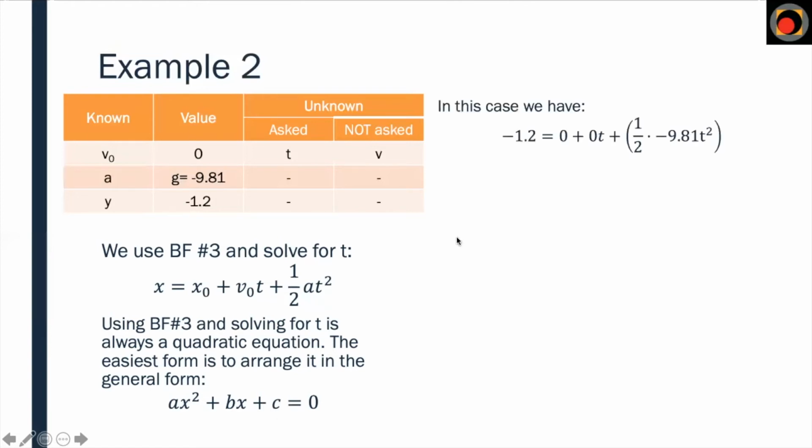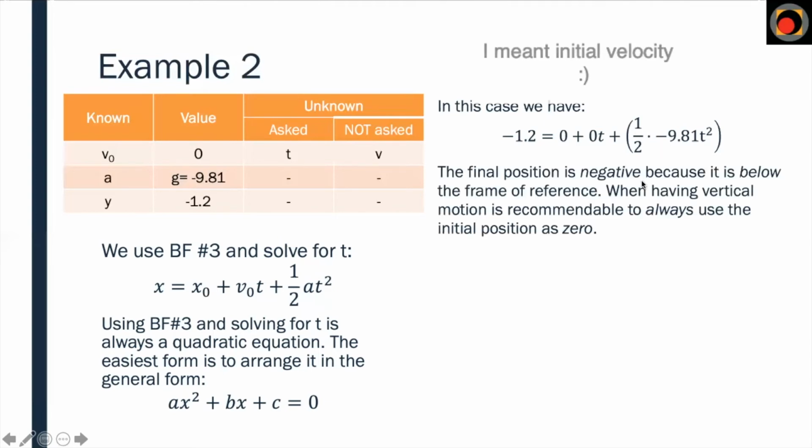Okay, in this case, if we substitute the values, we know that y, the final position, is minus 1.2. We know that the initial position is 0 because we made our frame of reference like that. We know that our initial time is 0 because that's when you drop it. Okay, and we're looking for this 1/2 times minus 9.81 t squared. Now, the final position is negative, as we said, because it is below the frame of reference.